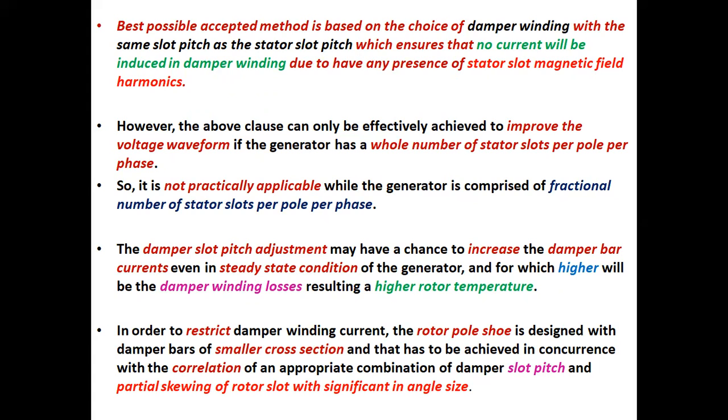The damper slot pitch adjustment may increase the damper bar currents even in steady state condition of the generator, for which the damper winding losses will be higher, resulting in a higher rotor temperature. In order to restrict damper winding current, the rotor pole shoe is designed with damper bars of smaller cross section, and that has to be achieved in concurrence with an appropriate combination of damper slot pitch and partial skewing of rotor slot with significant angle size.